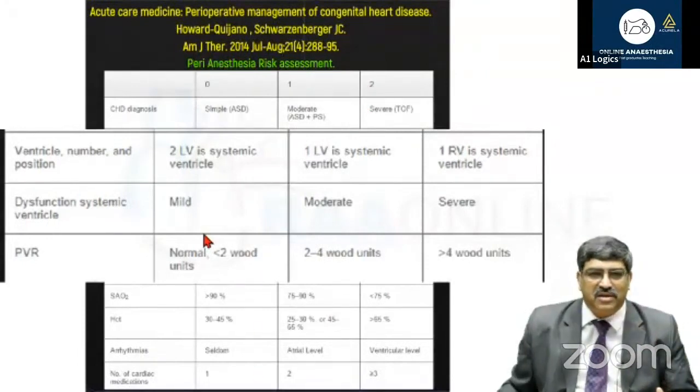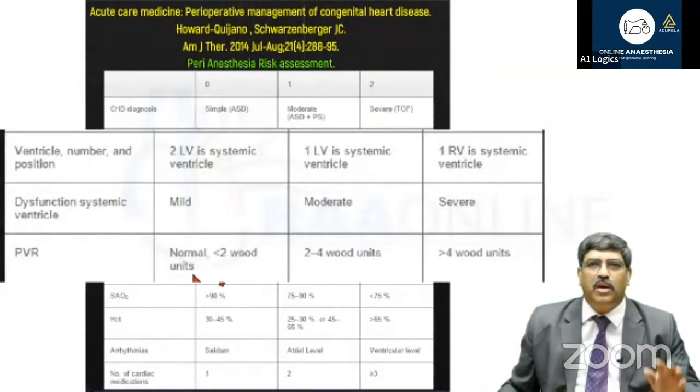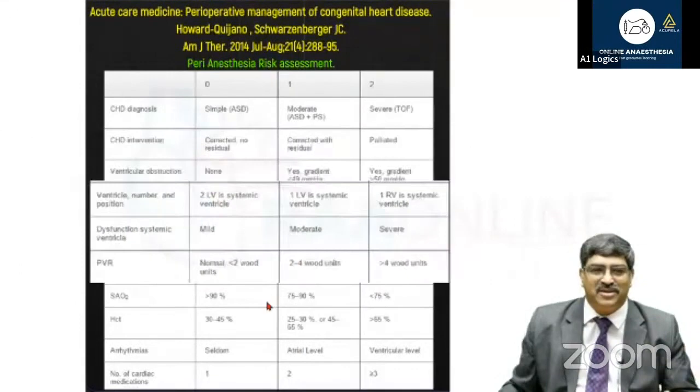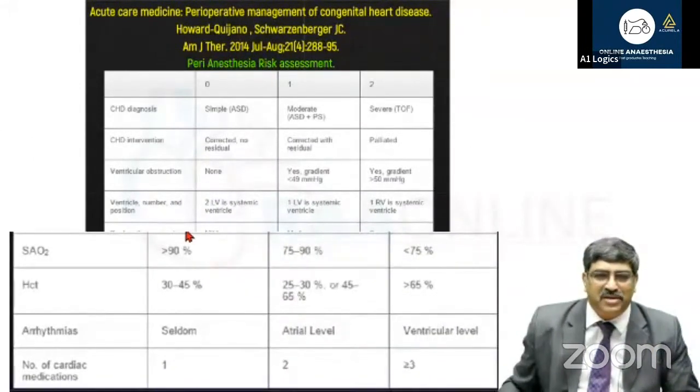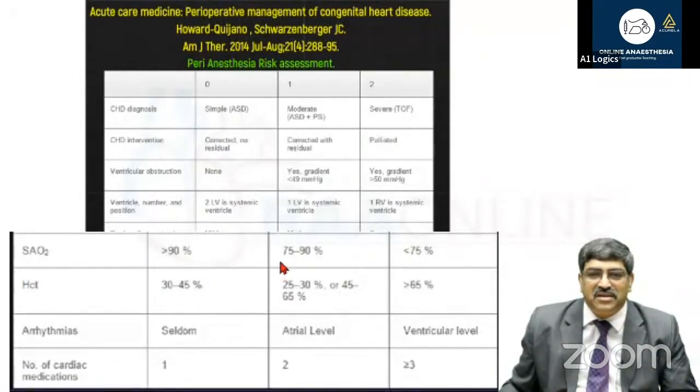Coming to ventricular dysfunction, if it is mild, it is 0. If it is moderate, it is 1 point. If it is severe dysfunction, it is 2 points. Coming to pulmonary vascular resistance, if it is normal, 0 points. Between 2 and 4, it is 1 point, and greater than 4, it is 2 points. Coming to the saturation of the patient, if it is greater than 90%, it is 0. Between 75 to 90%, it is 1 point, and if it is less than 75%, it is 2 points.